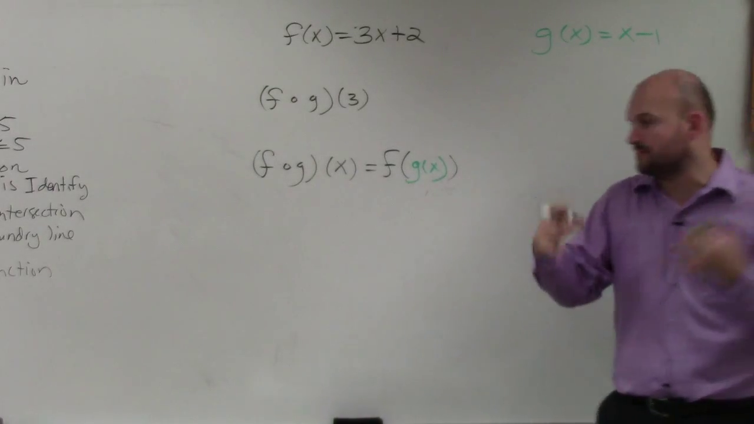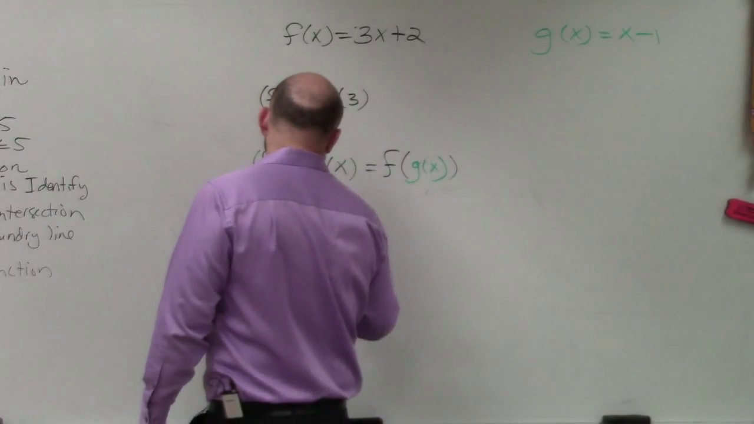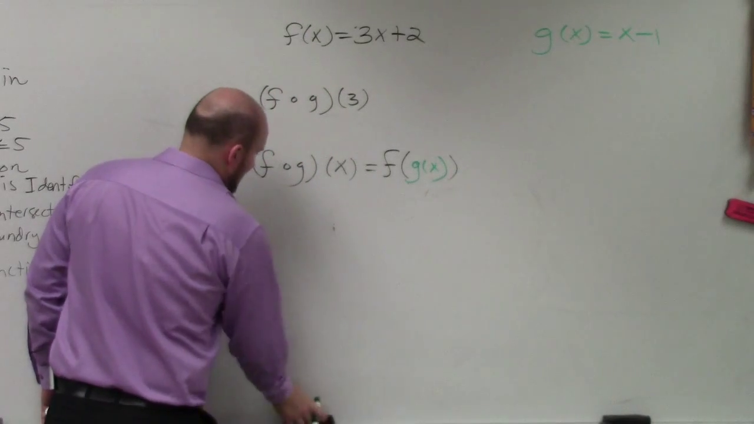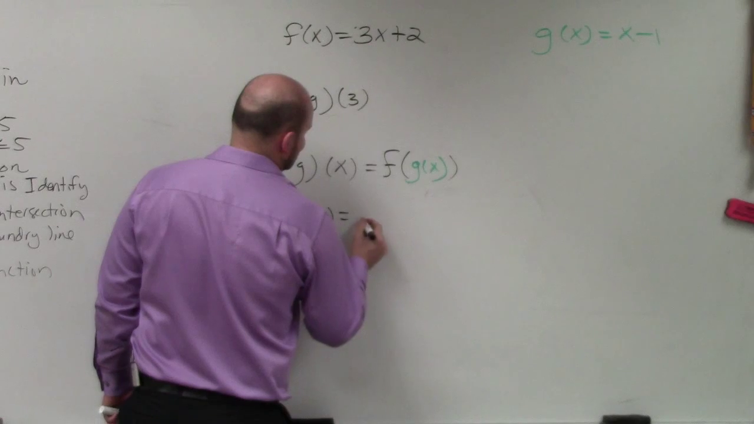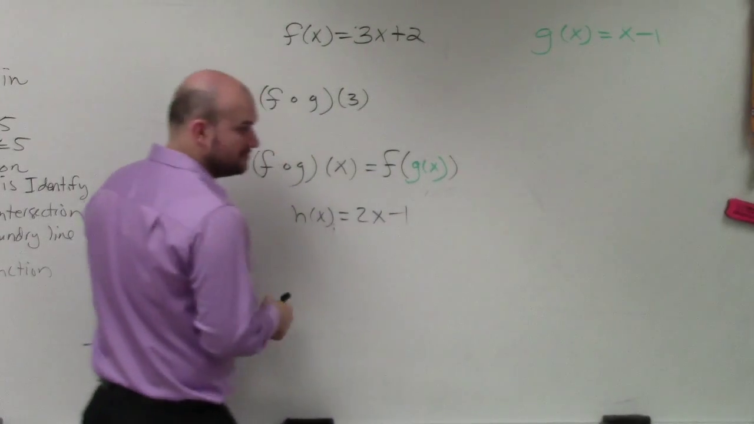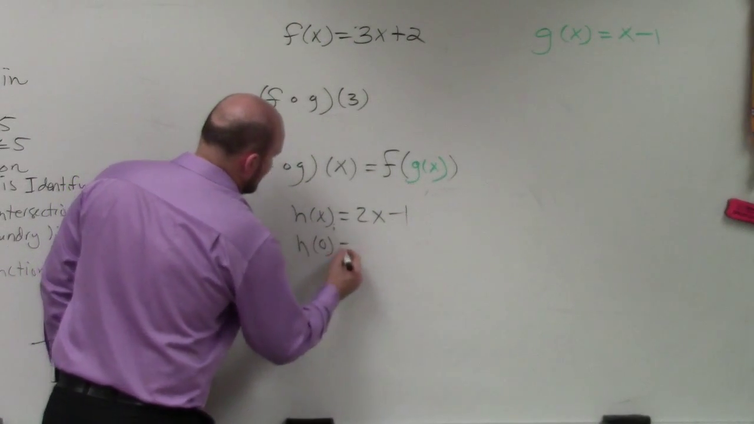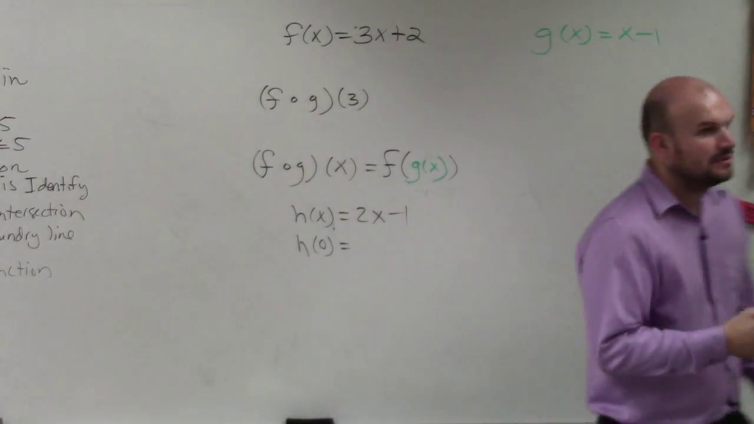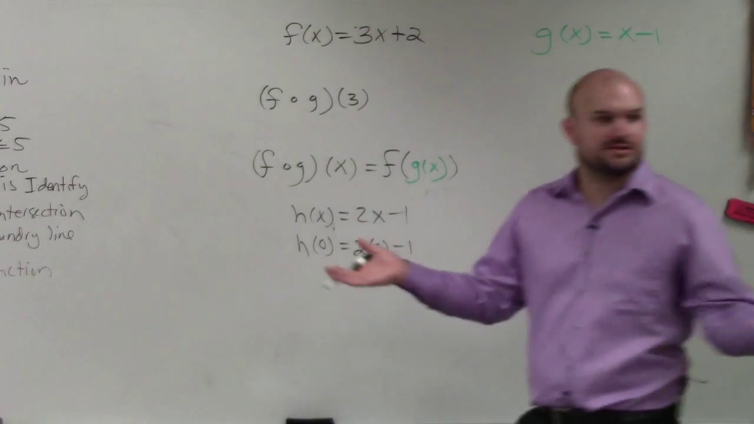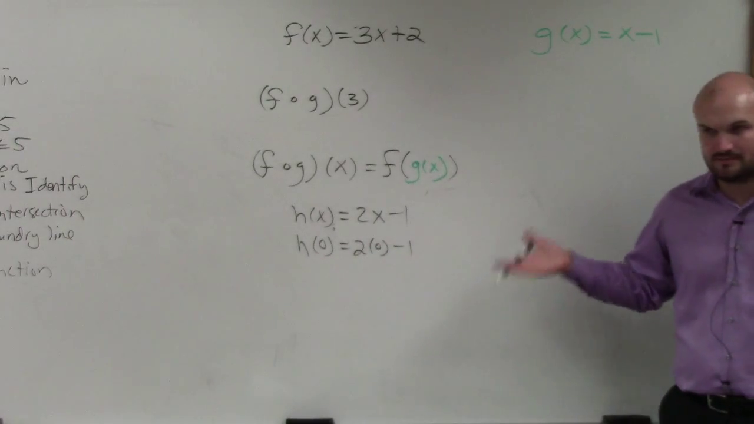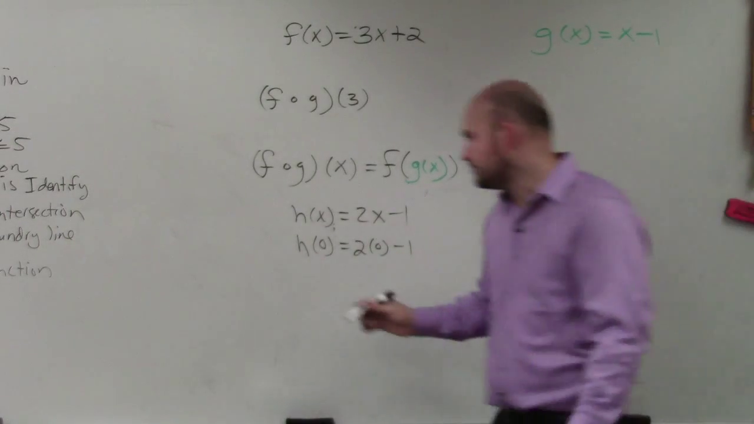And just to go over this one more time, if I had h of x equals 2x minus 1, and if I said, what is h of 0, where would you put the 0 in for? X, OK. So you do 2 times 0 minus 1. Everybody's OK with that, right? You guys had a quiz on that. Plugged it in, right? I think everybody did pretty good on that.